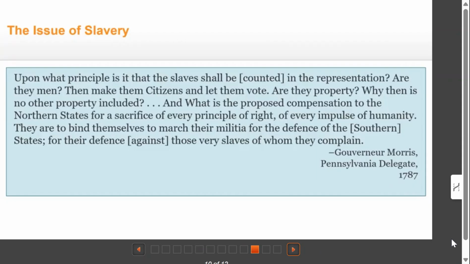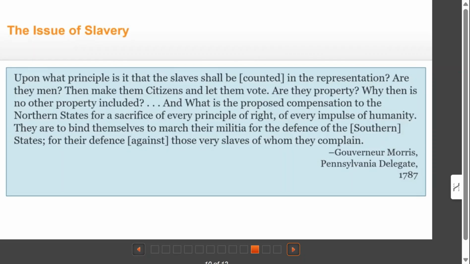Governor Morris of New York was a Pennsylvania delegate to the Constitutional Convention who vehemently opposed the institution of slavery. During an impassioned speech, Morris said this: "Upon what principle is it that the slaves shall be counted in the representation? Are they men? Then make them citizens and let them vote. Are they property? Why then is no other property included?